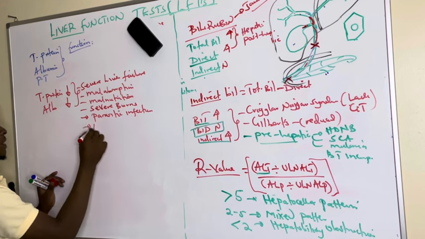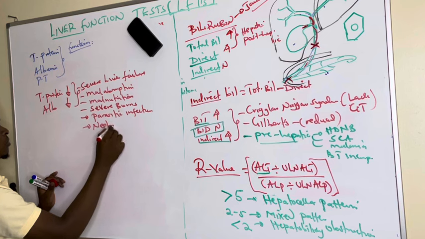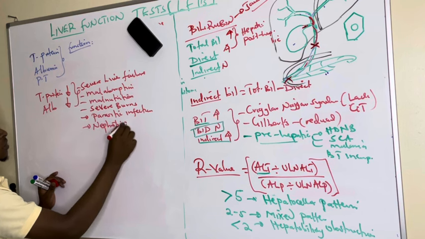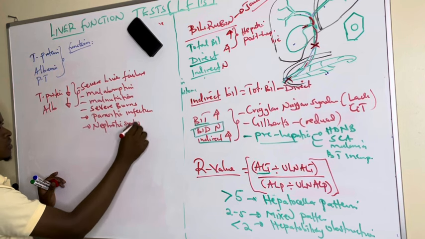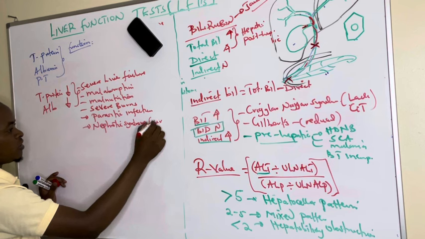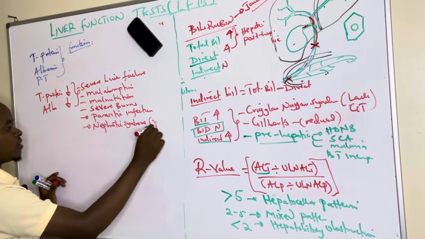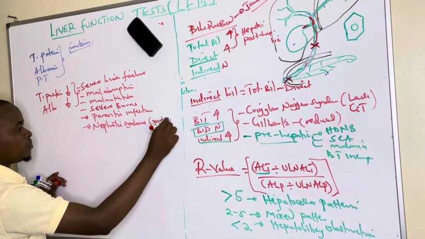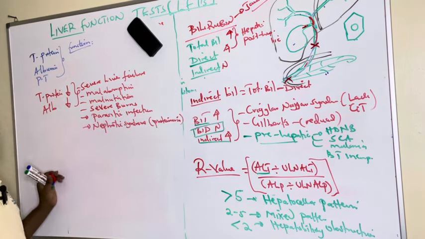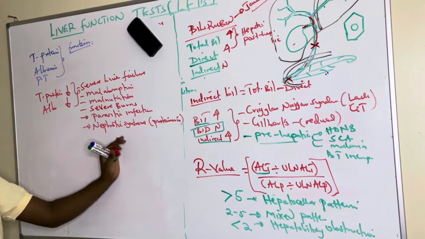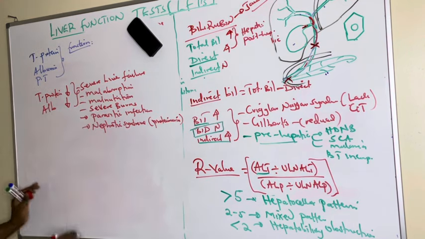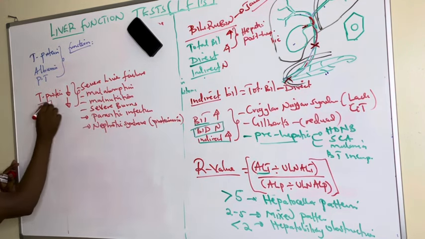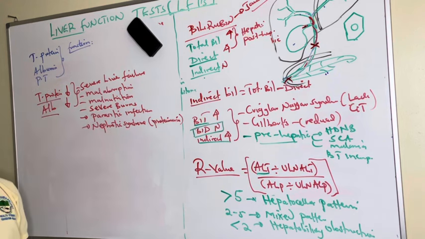And lastly, we can see them in nephrotic syndrome. Nephrotic syndrome is whereby someone is losing proteins in urine. Someone with proteinuria, finding protein in urine, is what we call nephrotic syndrome. So all these conditions can lead to low albumin and low total protein.